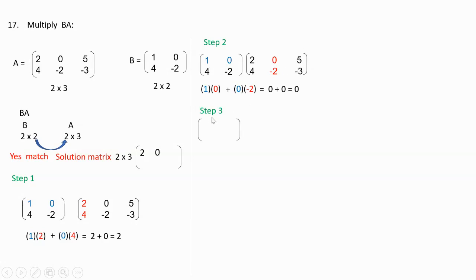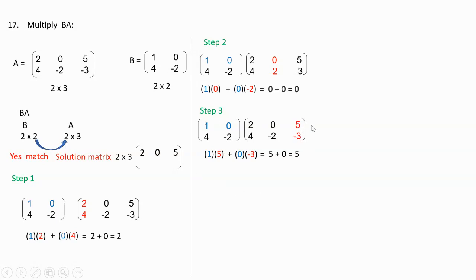Right, we still have to do another column. So for step 3, again, I'm going to multiply the first row, but now times the third column. It's going to give us 1 times 5 plus 0 times negative 3. The answer is 5 plus 0, which is 5. So 5 goes on the first row, last column, which is the third column.